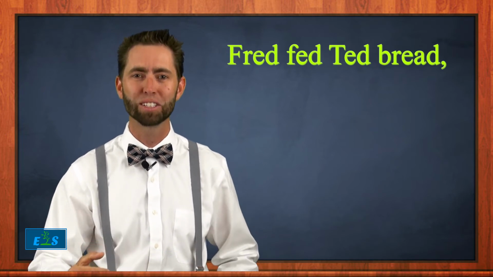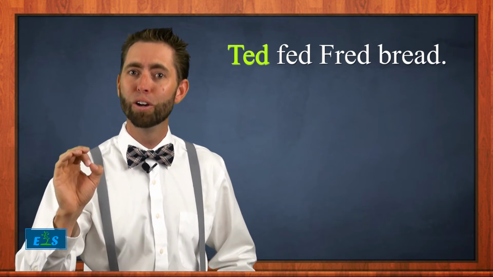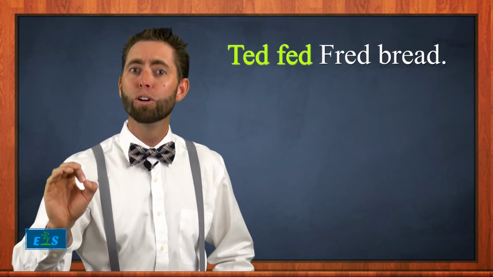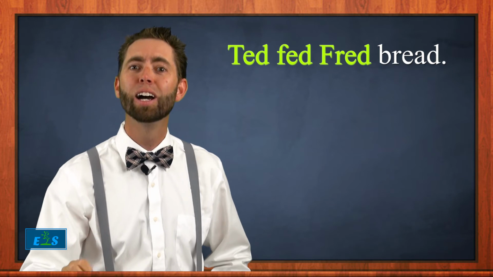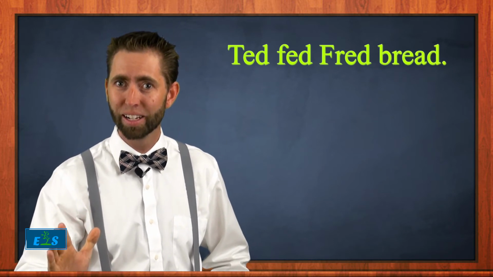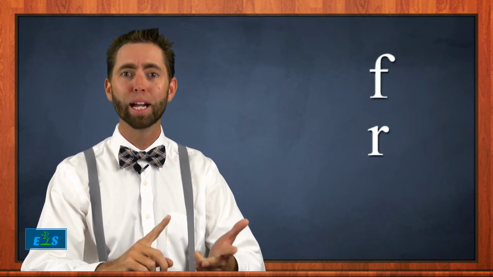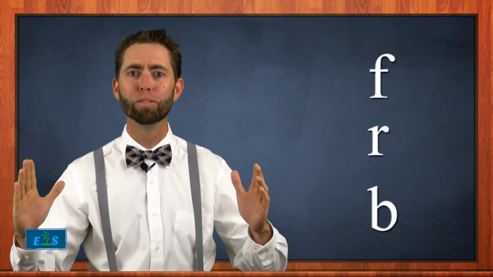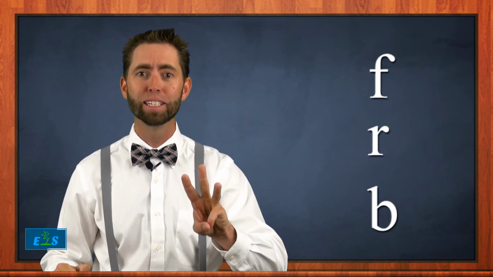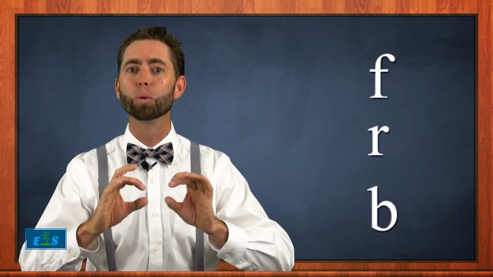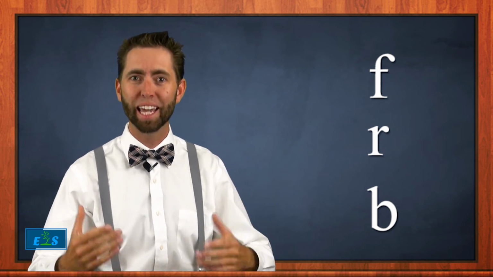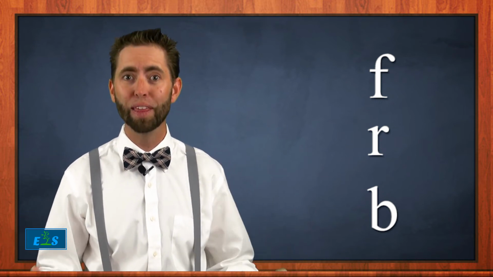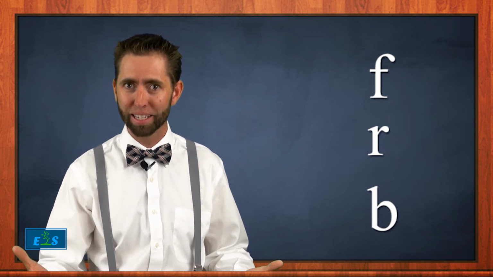Every day keep practicing. And the second part: Ted, fed, Fred, bread. So we're using F, R, and B. This whole tongue twister revolves around those three consonants, and they're blended throughout the tongue twister to really illustrate those three sounds. And that's why it's so difficult to say it fast.